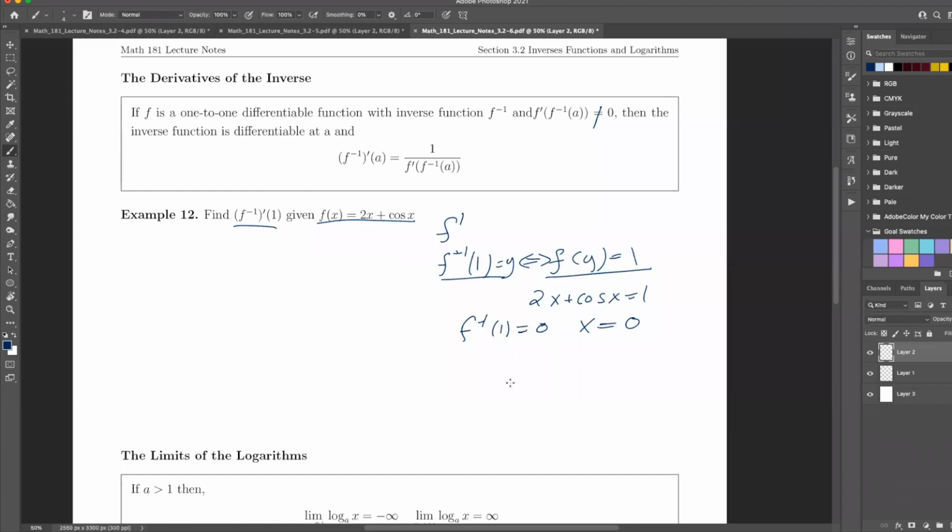Hold on, make sure. Do both. Yeah, you can just raise both sides by the same base. It doesn't matter. Sorry, missed your question.